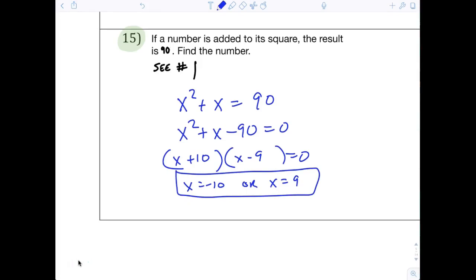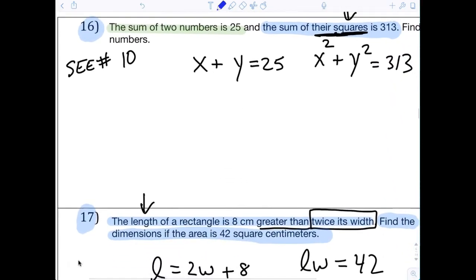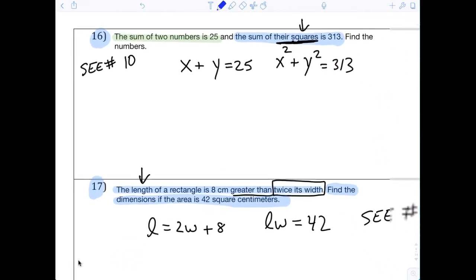All right, but again, I know you can figure that out on your own, right? I care about the algebra and how you're doing. All right, just like I care about question number 16. This one's really, really important.